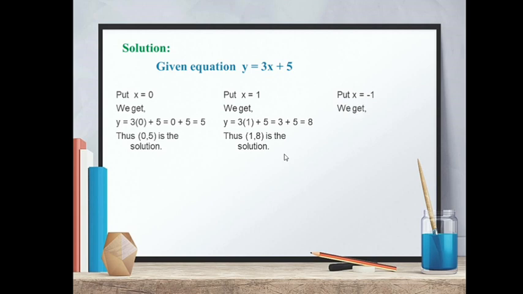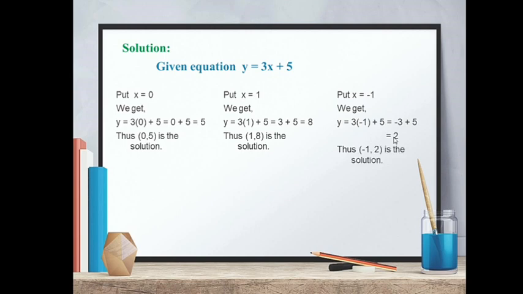We get y equals 3 into minus 1 plus 5 equals minus 3 plus 5, which is equal to 2. So here I kept x as minus 1, and 3 into minus 1 will be minus 3, and minus 3 plus 5 will be 2. How? 5 minus 3 is 2, and the sign of 5 is taken because 5 is the greater digit, and whichever digit is greater, that sign we have to take. So that's why we write plus 2. Thus minus 1 comma 2 is the solution.